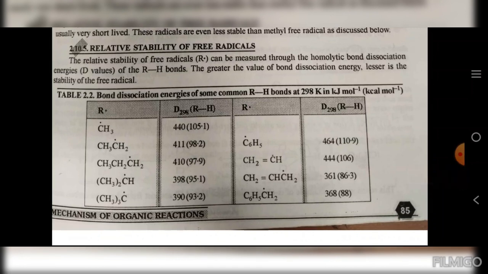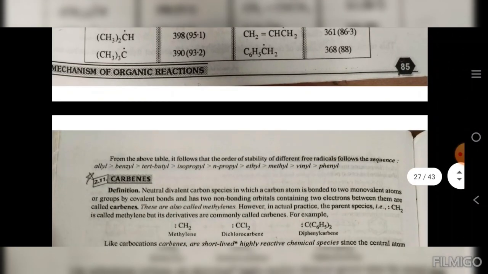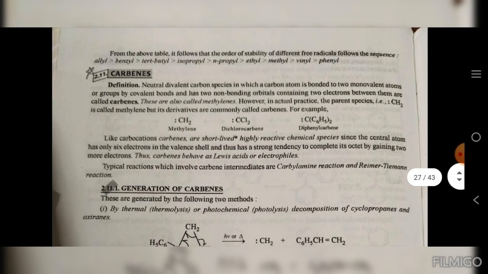The relative stability of free radicals R can be measured through the homolytic bond dissociation energy D values of the R-H bonds. The greater the value of bond dissociation energy, the lesser is the stability of the free radical. Bond dissociation energy of some common R-H bonds at 298 Kelvin in kilojoule per mole, kilocalorie per mole. From the above table, it follows that the order of stability of different free radicals follows the sequence allyl, benzyl, tertiary butyl, isopropyl, n-propyl, ethyl, methyl, vinyl, phenyl.